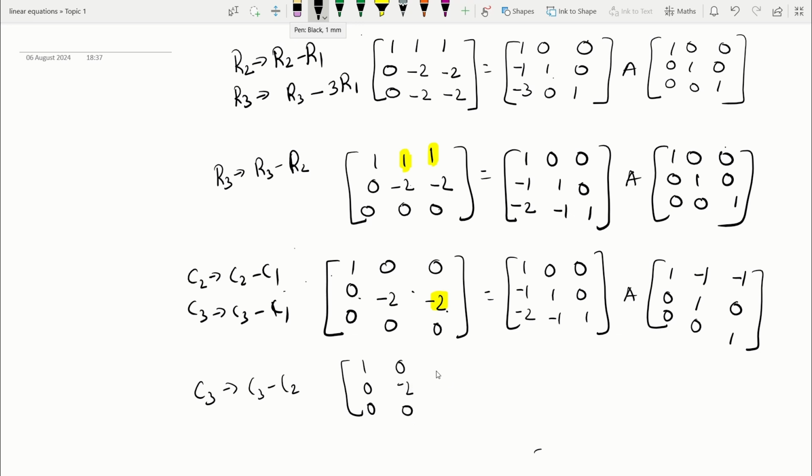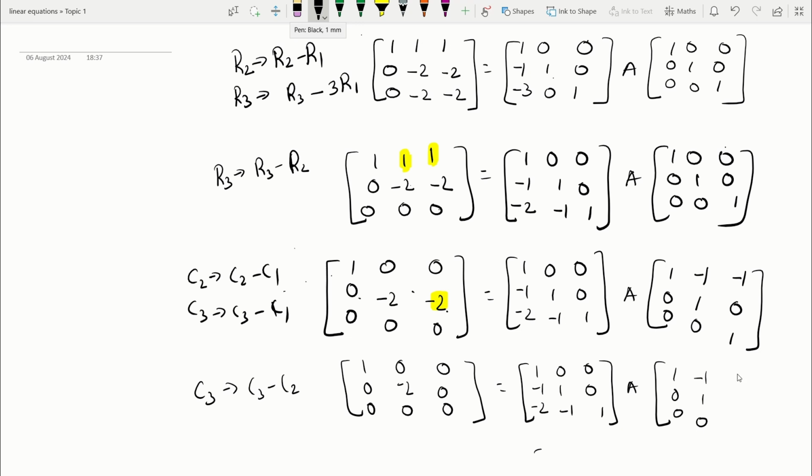Now see how it changes: 1 0 0; minus 1 1 0; minus 2 minus 1 1. We cannot change anything in this matrix, since these were row operations. Column operations I did, so the last matrix will react. The first column I write as it is. For the second column, C2 minus C1: 0 minus 1 is minus 1, 1 minus 0 is 1, 0 minus 0 is 0.